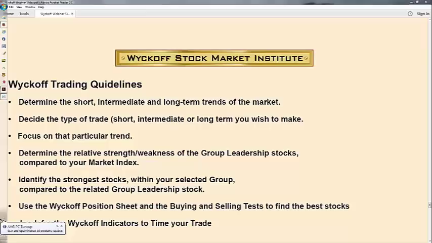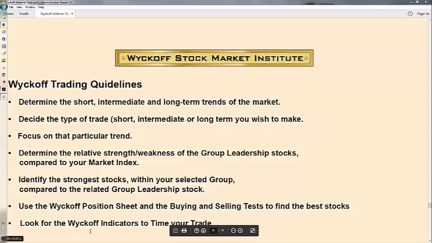Determine the relative strength or weakness of the group leadership stocks compared to your market index. Identify the strongest stocks within your selected group compared with the related group leadership stock. Use the Wyckoff position sheet and the buying and selling tests to find the best stocks. Then look for the Wyckoff indicators to time your trade.